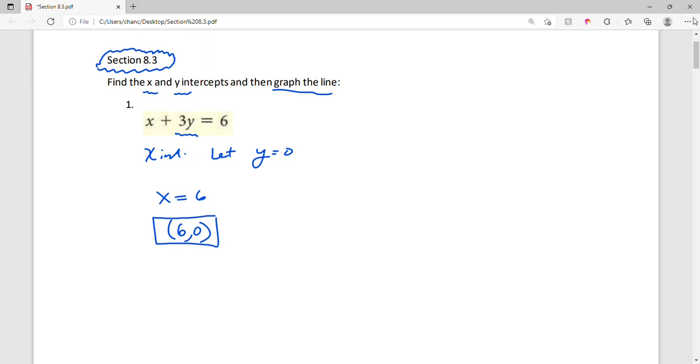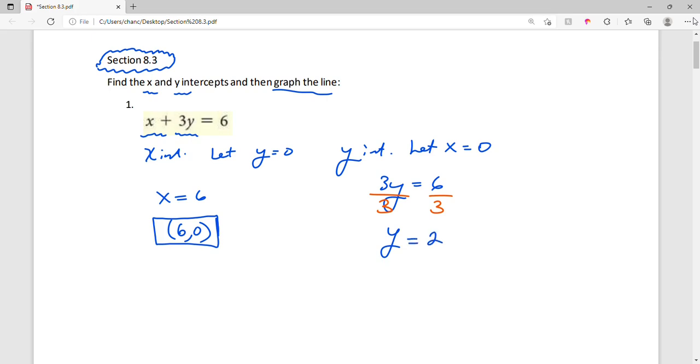This is our x-intercept. And to find the y-intercept, we do the opposite. We let x be equal to 0. And so if x is equal to 0, that cancels out, and that leaves us with 3y equals 6. I can solve for y. Let's divide both sides by 3 to get the y by itself. And so y is equal to 2, and that is the y-coordinate of our y-intercept. The x is 0, and the y is 2, so the y-intercept is the point (0, 2).